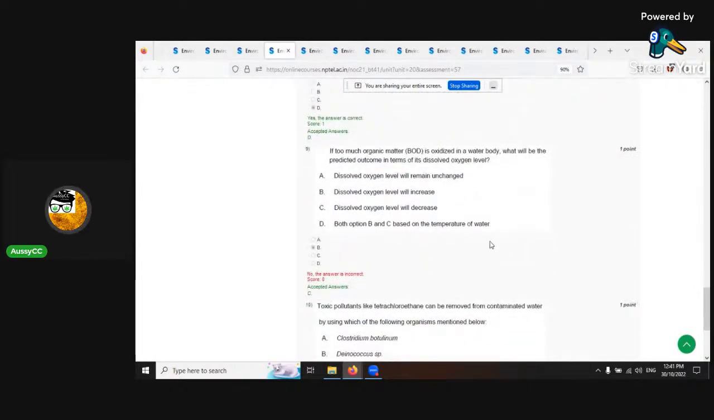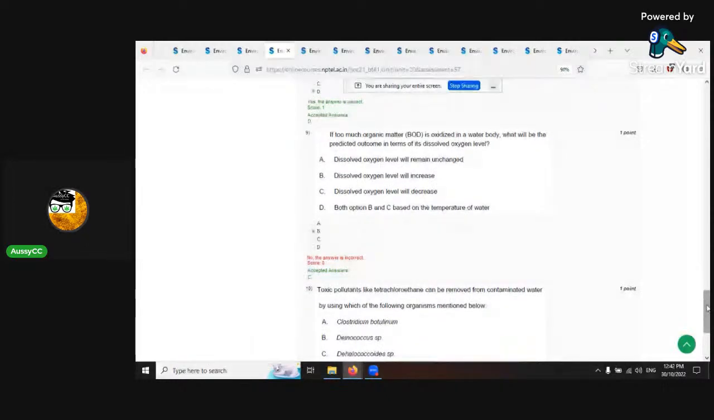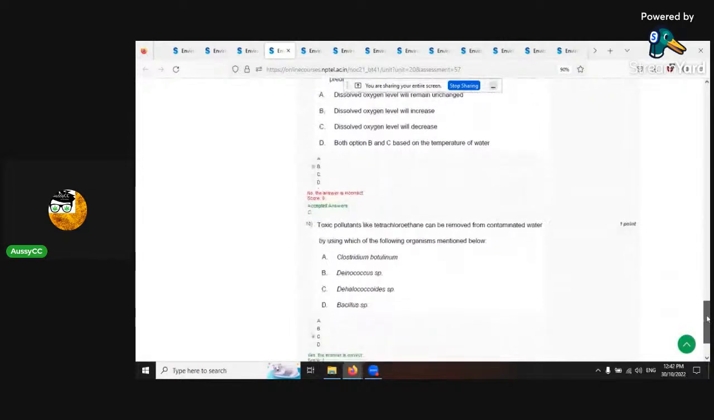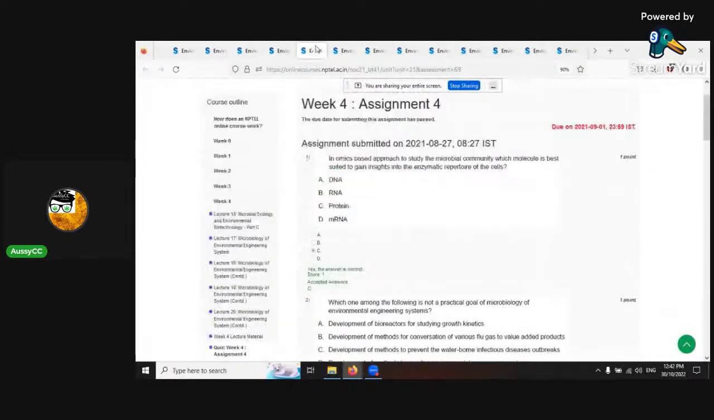Toxic pollutants like tetrachloroethylene can be removed from contaminated water by using which of the following organisms? Dehalococcoides species. Very good, very good. In omics approaches to study microbial colonies, which is the best studied to gain enzymes related to proteins?